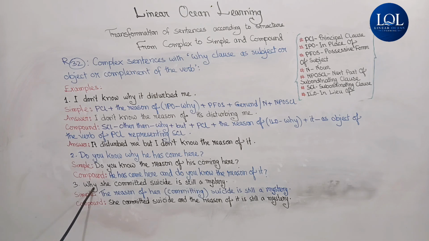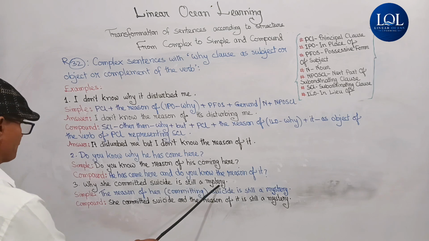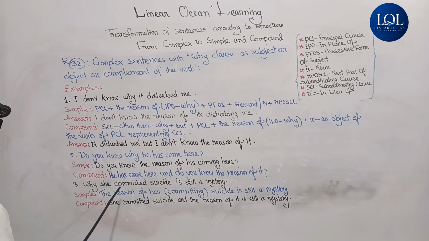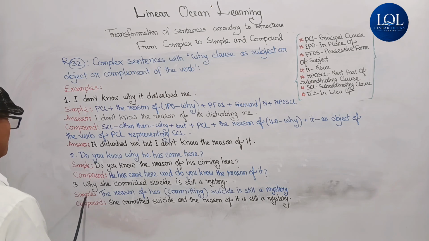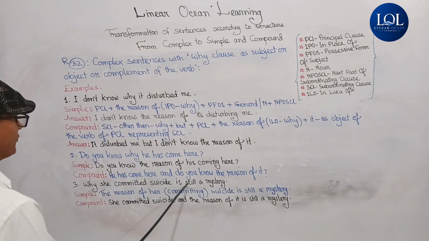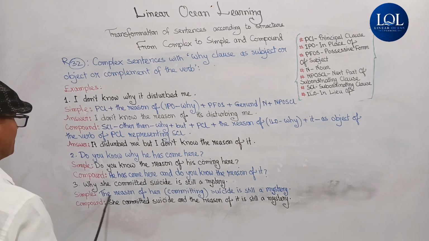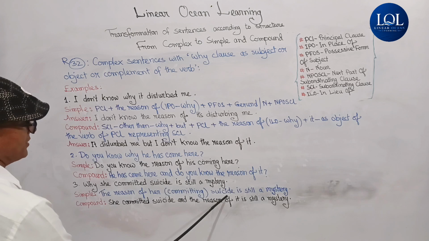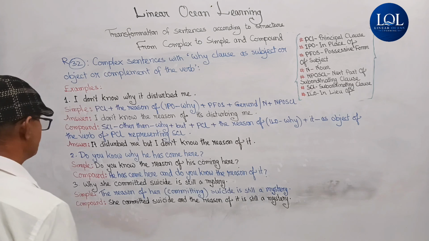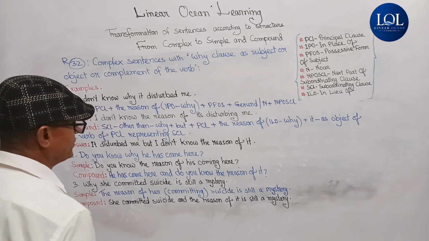Example number 3. Why she committed suicide is still a mystery. Here the simple will be the reason of her committing suicide, or we can write suicide. Here the noun is suicide. The reason of her suicide, or we can also write the reason of her committing suicide, is still a mystery. The compound one is: she committed suicide, and the reason of it is still a mystery.